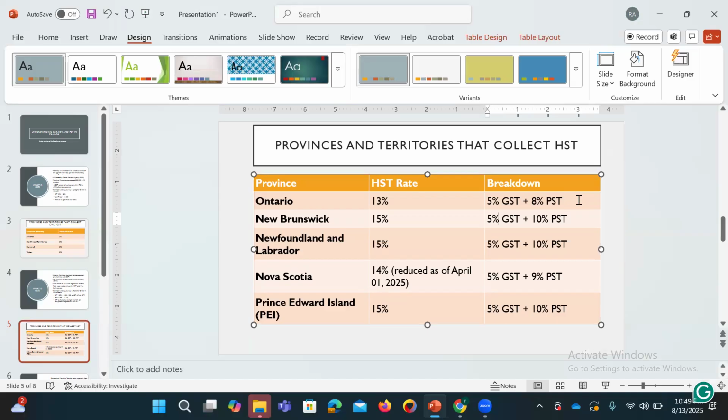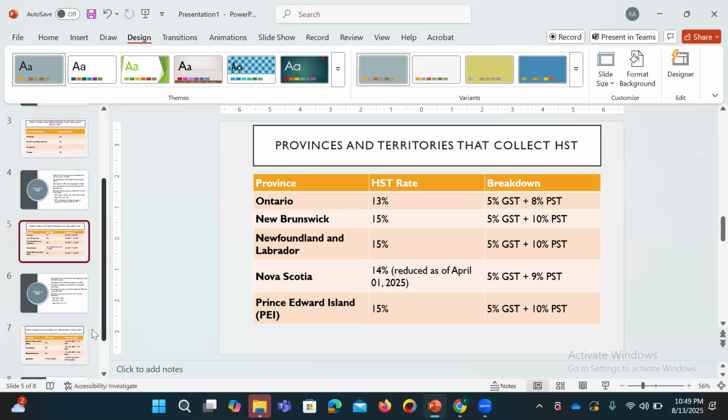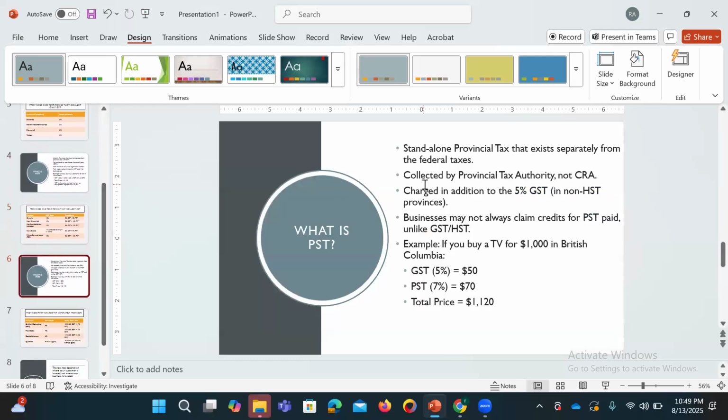Okay, let's move to the next topic, which is what is PST. Only for Quebec we have QST, but for the other provinces it's provincial sales tax. It's a provincial tax that exists separately from the federal tax. So for certain provinces you have to register for PST on top of GST.